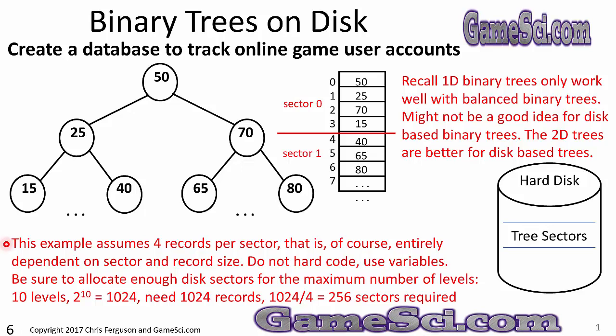This example assumes 4 records per sector. That is, of course, entirely dependent on sector and record size. Do not hard code. Use variables. Be sure to allocate enough disk sectors for the maximum number of levels. If you want 10 levels to your tree, you need 2 to the 10th or 1024 records. If you need 1024 records, 1024 divided by 4 equals 256 sectors required.